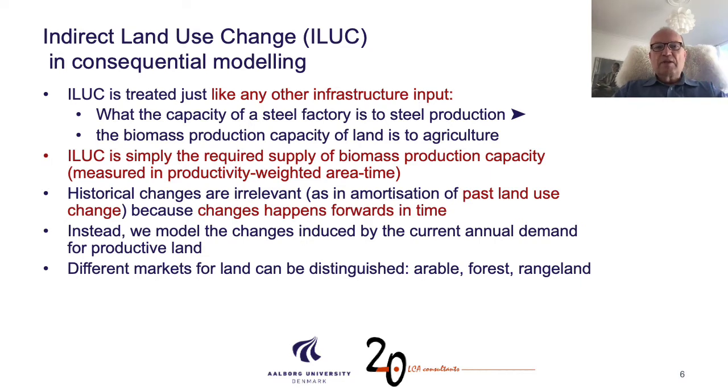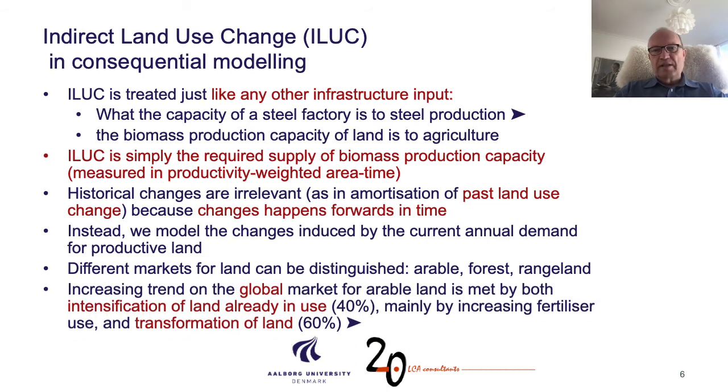We can distinguish different markets for that: arable, forest, rangeland. An increasing trend on the global market for arable land is met both by intensification of land already in use, about 40% of that total demand is met by intensification. The 60% is from transformation of land.